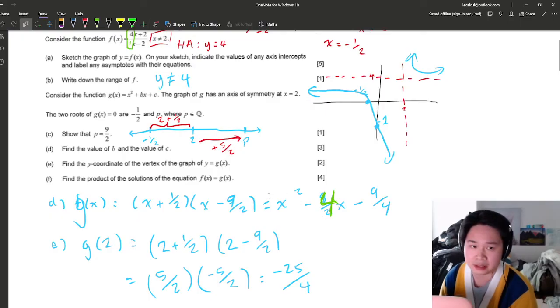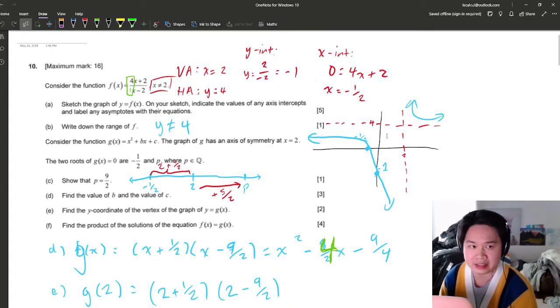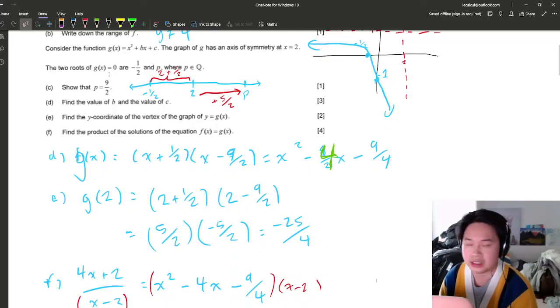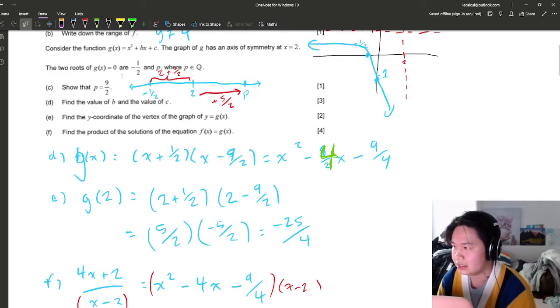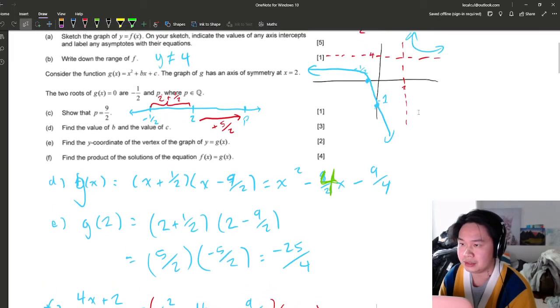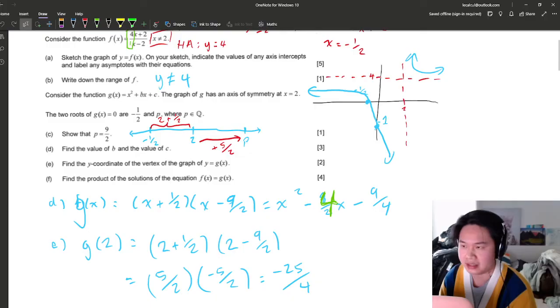What you can do, however, is you do have the graph of this, and g is just a quadratic. So they ask you details here about the x-intercepts, the solutions, and even the vertex. And so you can graph it against this graph, and then you'll see how many solutions there are, because you'll see how many intersections there are. So let's see. We have two roots, right? At -1/2 and p is 9/2.